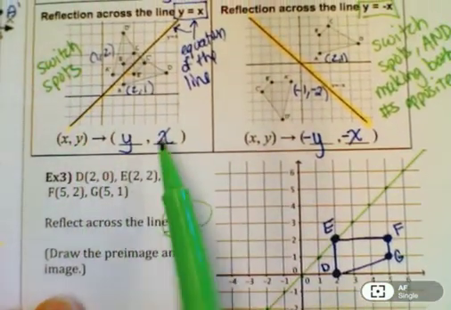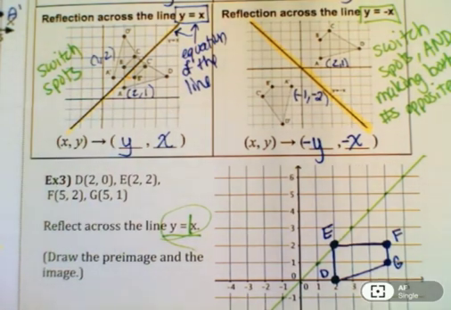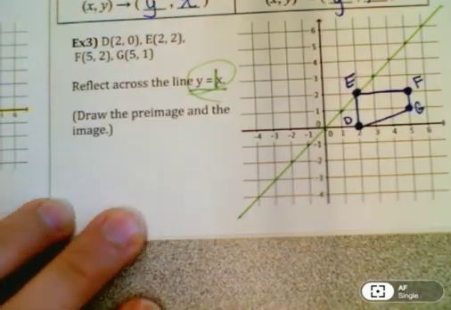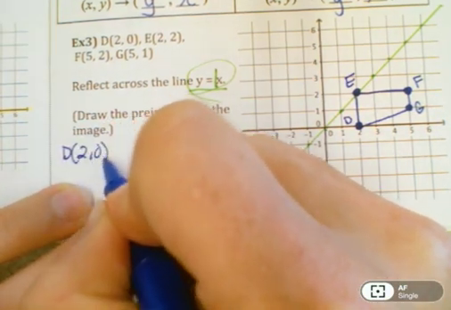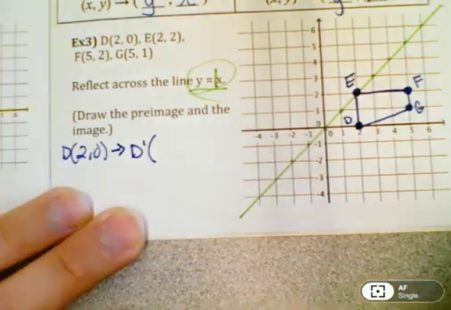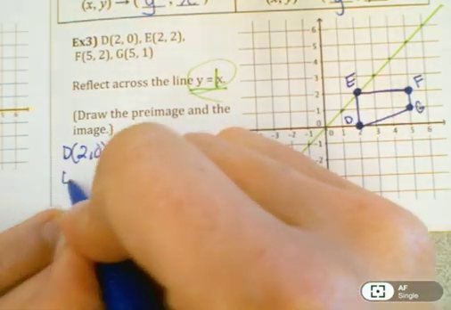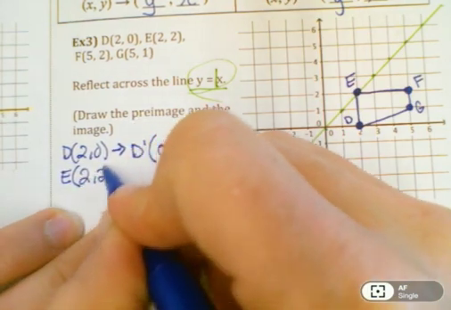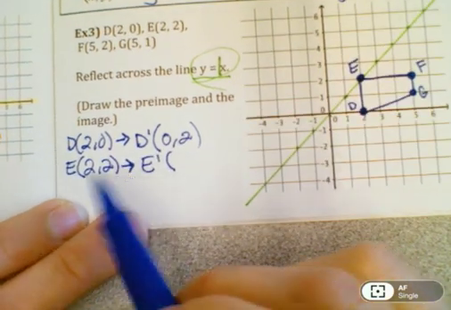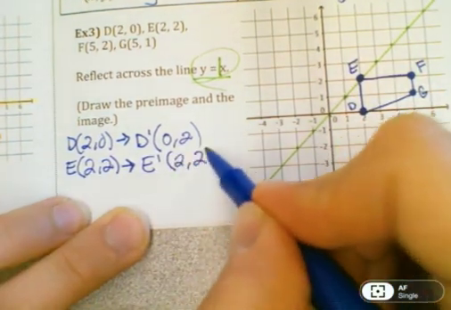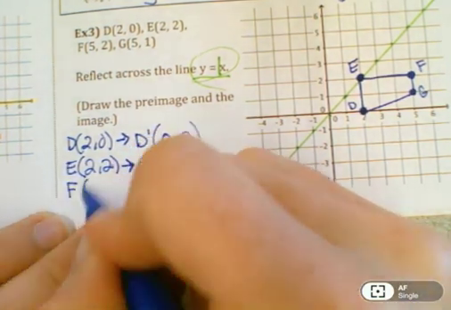So let's go look at our rule for reflecting across this line. The rule says (x, y) goes to (y, x), or in English, we're just switching spots. So what I'm going to do is come down here and use coordinate notation to make sure I stay organized. D was 2, 0. D prime, I'm just going to switch the spots. It's going to become 0, 2. E was 2, 2. I'm going to switch the spots, and that's a little funky because they're the same. So if I switch them, it's not actually going to look any different, and we'll see what that looks like on the graph in a minute. You guys go ahead and finish with F and G.